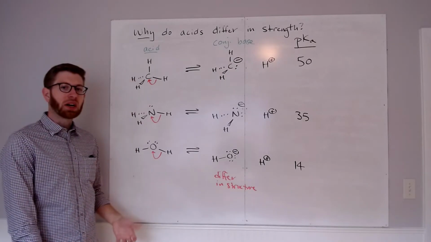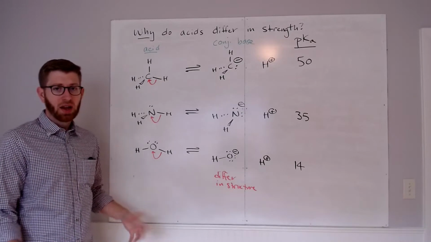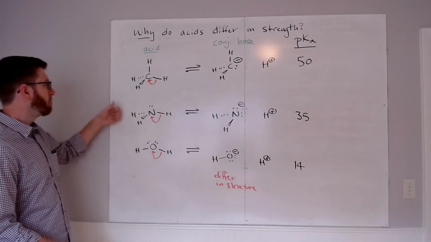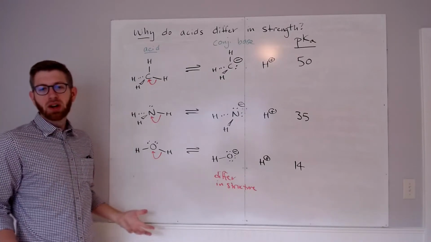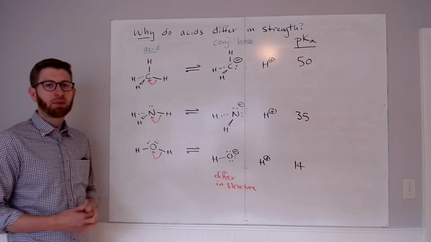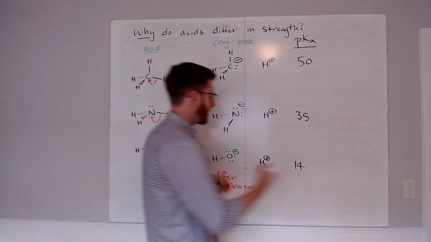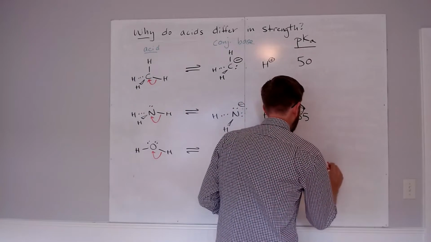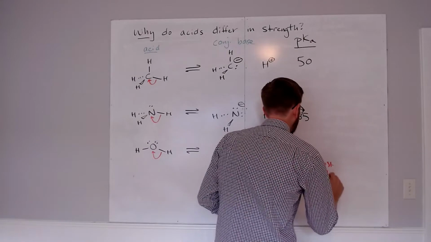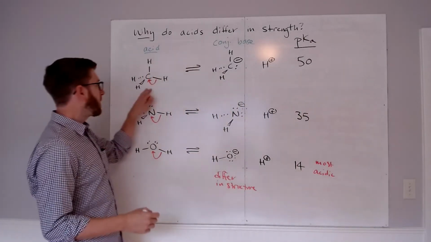So we have to be clear here. I'm not saying water is a strong acid. I'm saying it's a stronger acid than ammonia or methane. That's typically how we talk about acidity. It's not about absolutes, it's about relative to other kinds of structures. So we know that our water here is the most acidic. And I guess methane would be the least acidic.